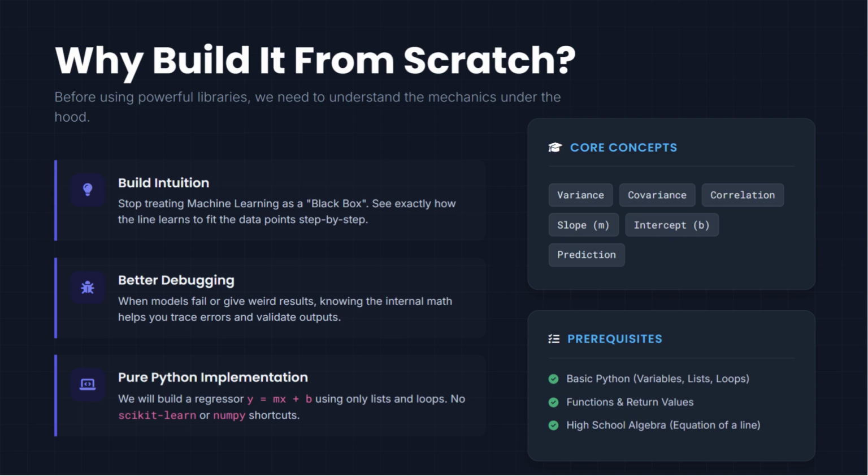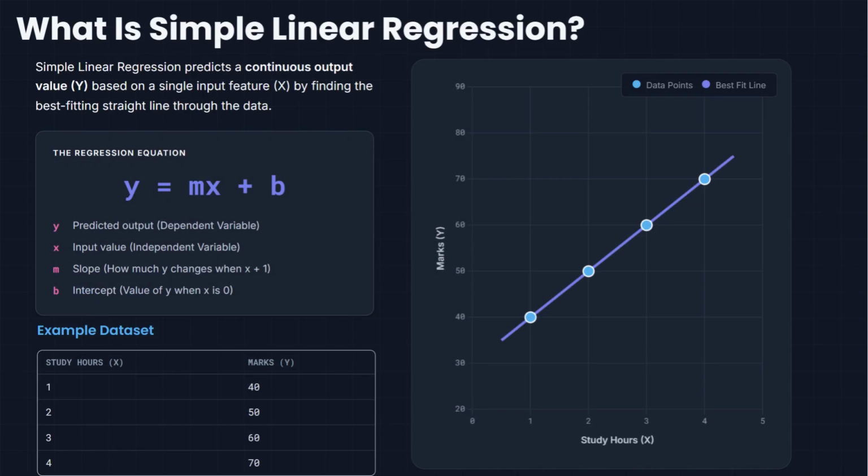Let's move forward. Simple linear regression is one of the most important and easy machine learning models. It predicts a continuous output value called y based on only one input feature called x. It does this by finding the single best fitting straight line that passes through all the data points. The famous equation is y equals mx plus b. Let me explain each part clearly. Y is the predicted output, the dependent variable, what we want to predict. X is the input value, the independent variable. M is the slope. It tells how much y increases when x increases by 1. B is the intercept. It is the value of y when x is 0.